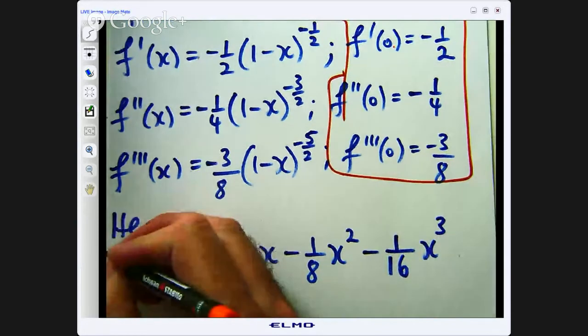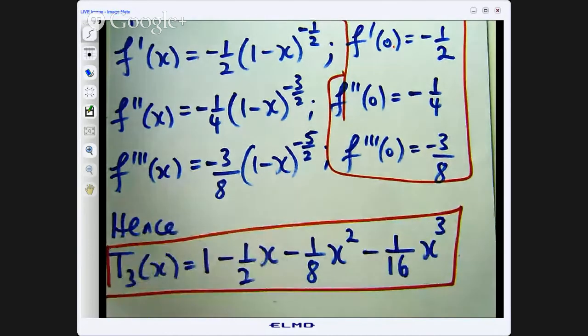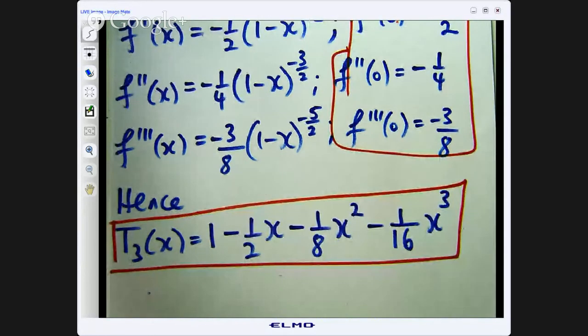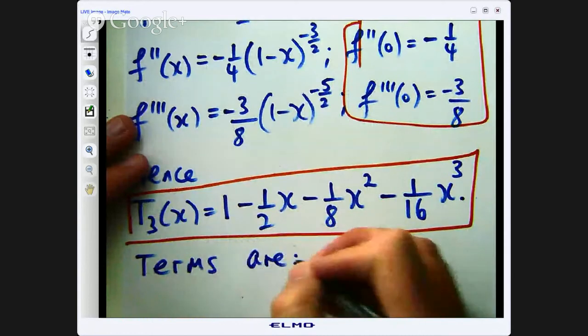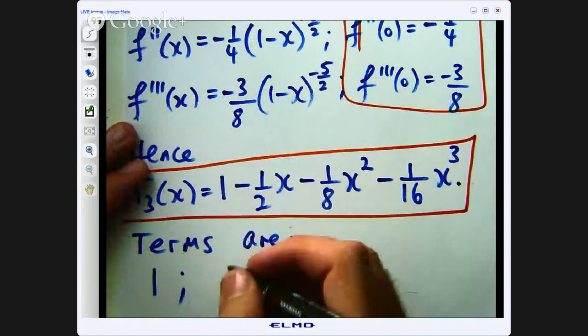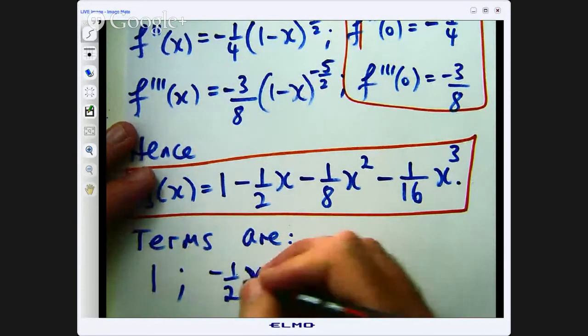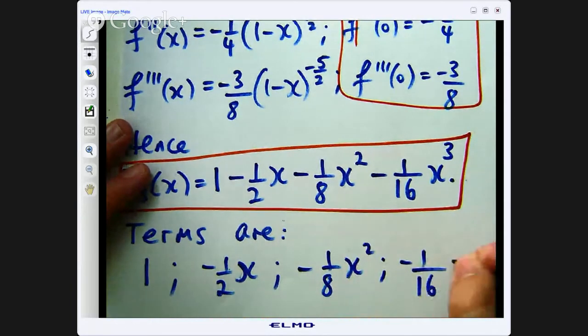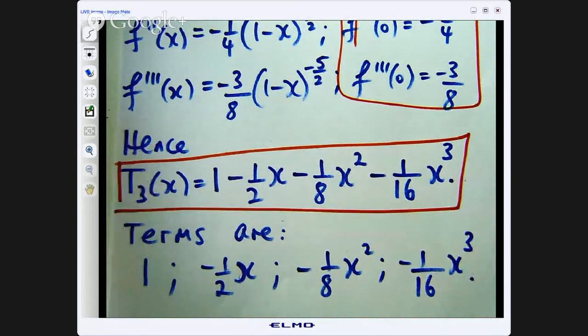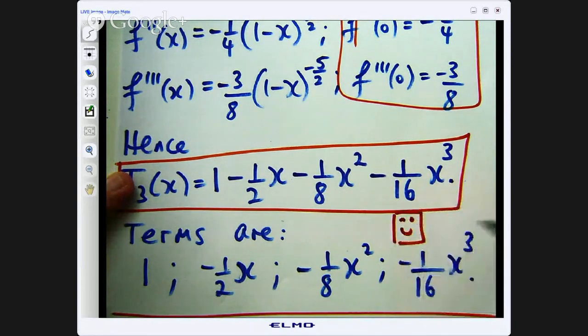So there we go. There is our magical Taylor polynomial, Maclaurin polynomial for our f, where all these terms are non-zero, right? So if you wanted to write down the terms, because that's really what the question was asking us. Okay, so 1, negative half x, negative 1/8 x squared, negative 1/16 x cubed, okay? All right. So there we go. So we're delighted about that. Hooray!